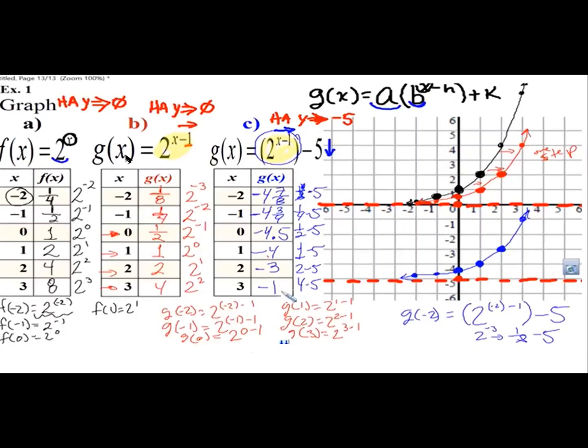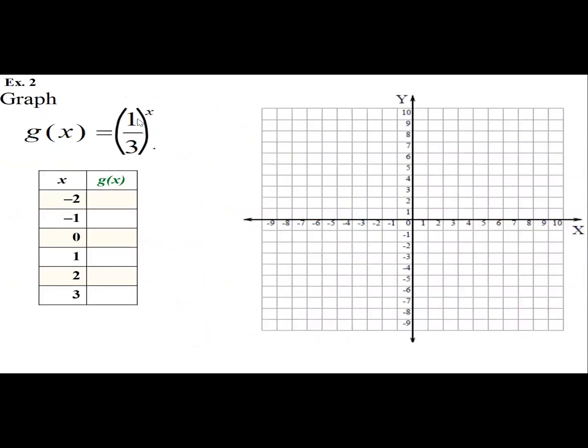Now, the first 2 did not have a constant. That's why the horizontal asymptote was y equals 0. However, the last transformation did have a constant of -5. That's why our horizontal asymptote is y equals -5. There it was. From there, I left you to do the next function by yourself, g of x equals 1/3 to the x, and I went ahead and did that with you.